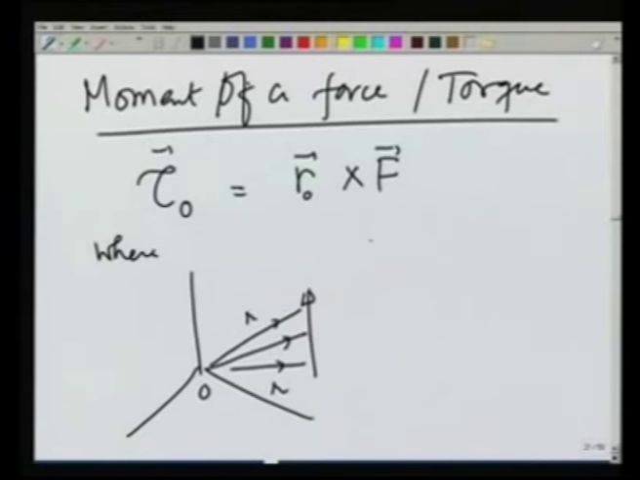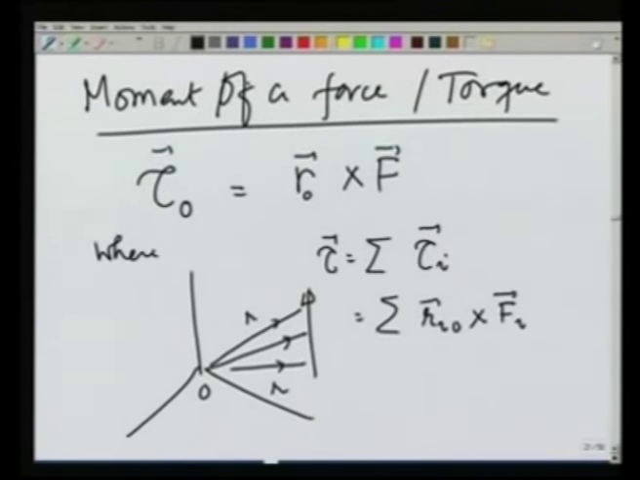If there are many forces, then the total torque is going to be equal to the sum of all these torques, which is going to be summation R_iO cross F_i. Let us see that through an example.